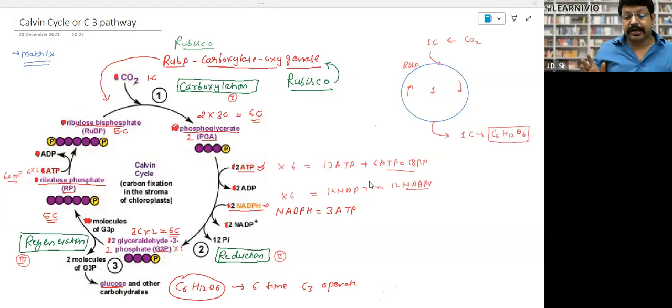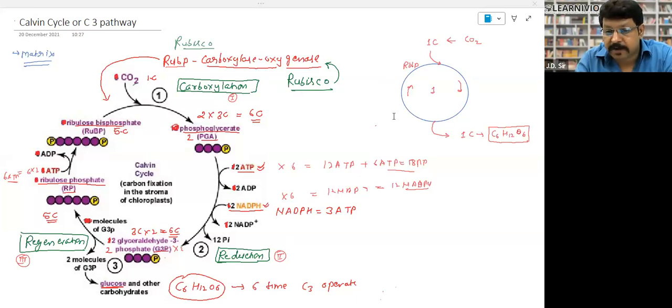So look, whatever we studied till now was the part of the light reaction. This breakdown of water is the light reaction, as I have already told. Now we have to study the dark reaction. Dark reaction means fixation of carbon. How does carbon dioxide fixation take place? The process of fixation of carbon dioxide was discovered by Calvin, and that's why we call this cycle the Calvin cycle.